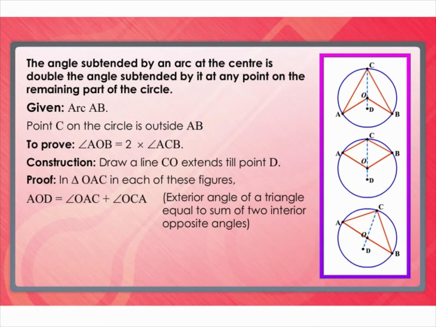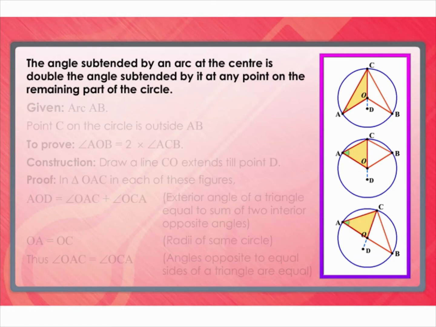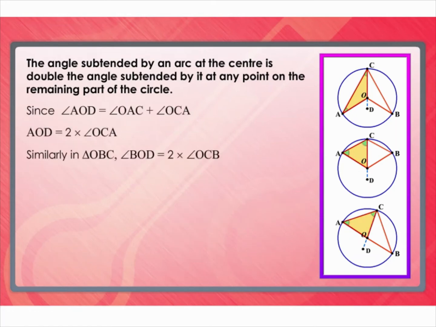Also in triangle OAC, OA is equal to OC since they are radii of the same circle. This makes triangle OAC an isosceles triangle. This also means angle OAC is equal to angle OCA, since angles opposite to equal sides of a triangle are equal. This also means angle AOD is double angle OCA. Similarly, in triangle OBC, we can prove angle BOD is double the angle OCB.